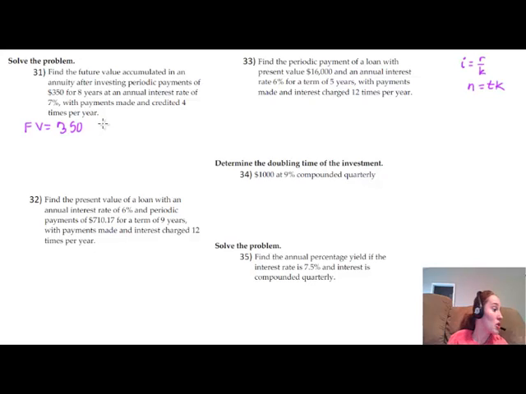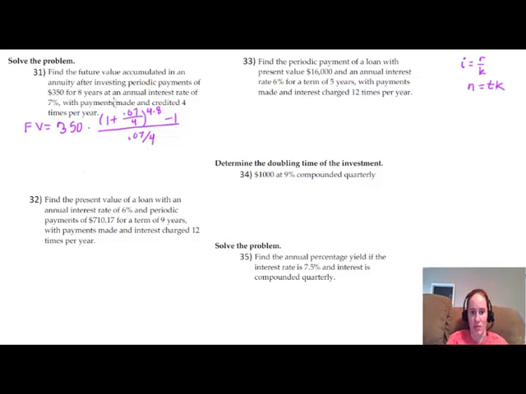R is 350. 1 plus i is going to be 0.07 over 4. n is 4 times 8, minus 1, over 0.07 over 4. Make sure you can plug this into the calculator correctly.